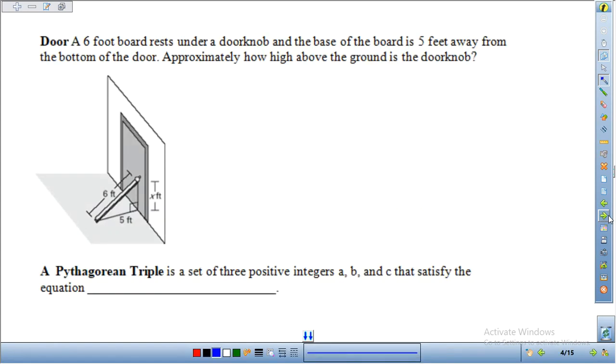Next example. Here we have a door. A 6-foot board is resting under a doorknob, and the base of the board is 5 feet away from the bottom of the door. Approximately how high above the ground is the doorknob? We take a look at our diagram. Here's our door. We have this 6-foot long board, which is resting up against the door below the doorknob. The base of that board is 5 feet away from the base of the door. So we're trying to solve for x here.